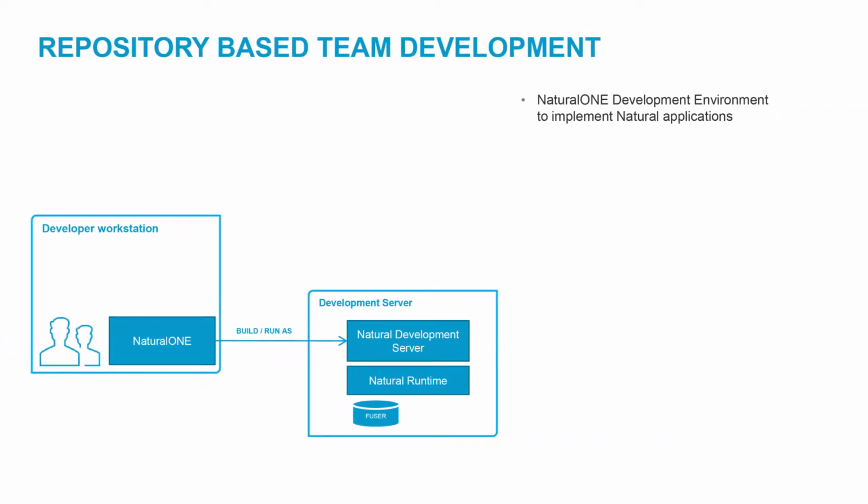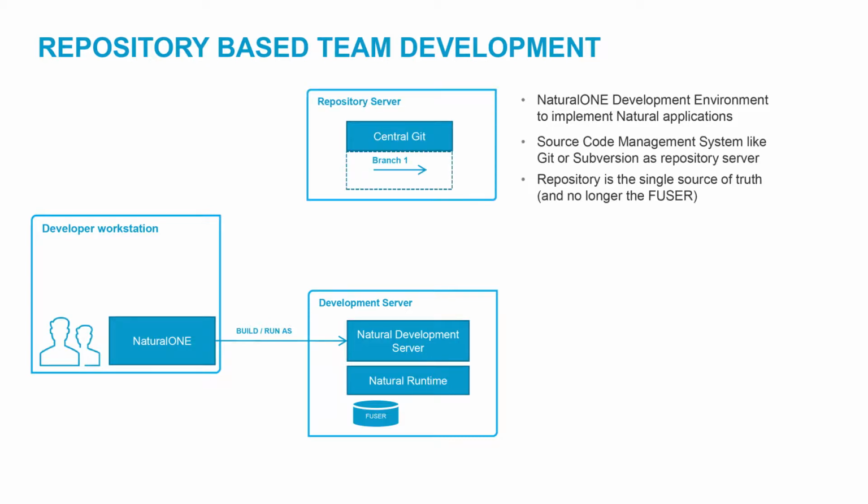The NaturalONE development environment is used to implement Natural applications. NaturalONE connects to a Natural development server to build and run an application. A source code management system, like Git or Subversion, is used as a repository server. This repository is now the single source of truth and no longer the Natural development server.